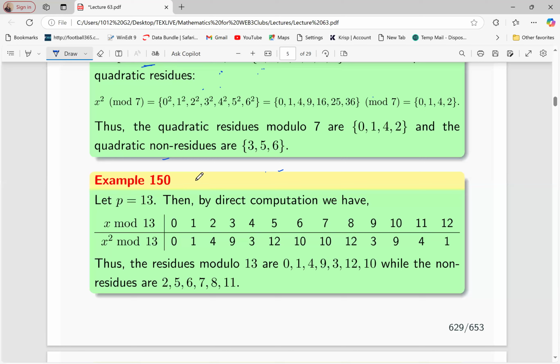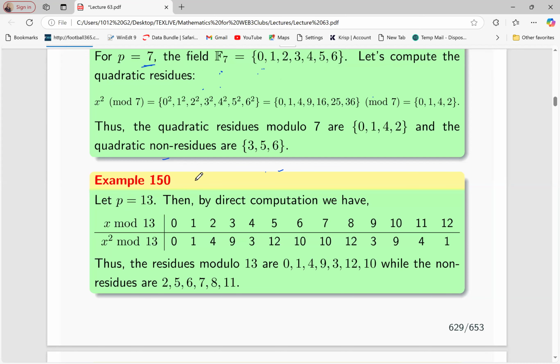If P is 13, we are trying to find what the quadratic residues are. I just took the elements mod 13 and squared them. 0 squared will be 0, 1 squared will be 1, 2 squared will be 4, 3 squared will be 9, and 4 squared will be 3. And again, for the new ones who are here, 4 squared, of course, you know it's 16, but we are doing it mod 13. That means you are dividing by 13 and writing the remainder. That's what you see there.